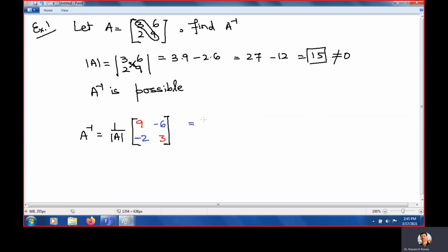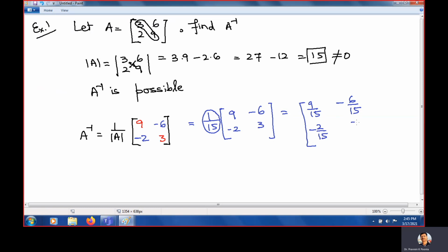And then put the value of determinant of A, 1 upon 15. 9, minus 6, minus 2 and 3. Because this is a scalar, take the 1 upon 15 from outside and shift it inside. It will be 9 upon 15, minus 6 upon 15, minus 2 upon 15 and 3 upon 15. If you leave it outside, that is also a correct answer. This is not the wrong answer.